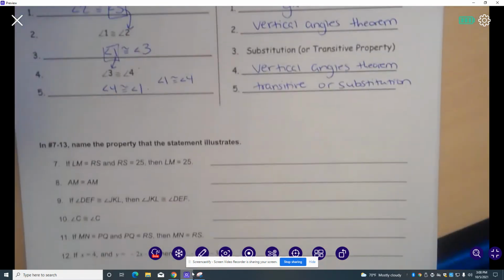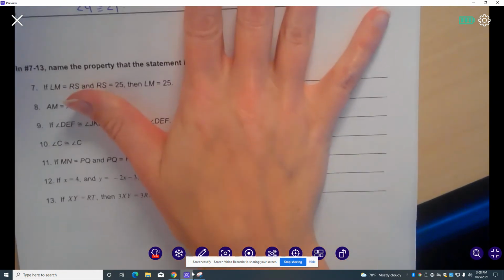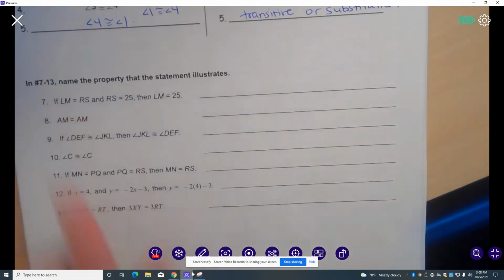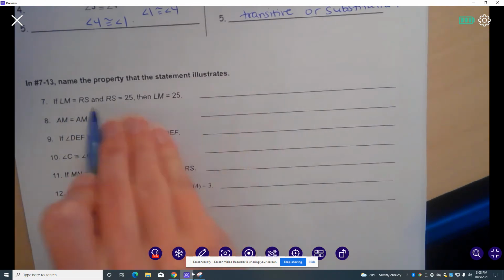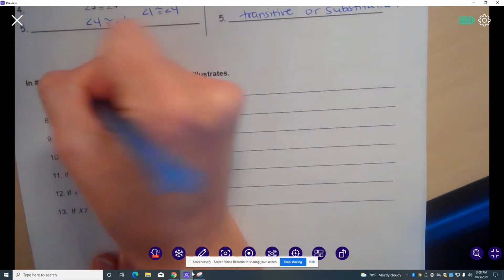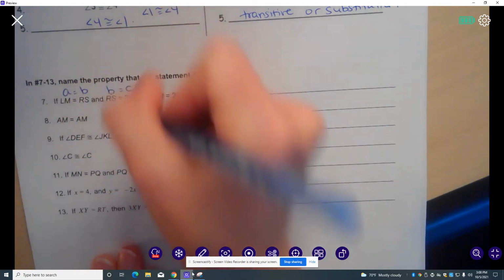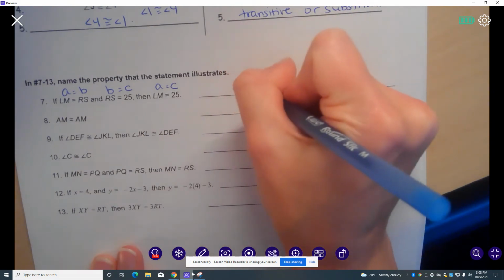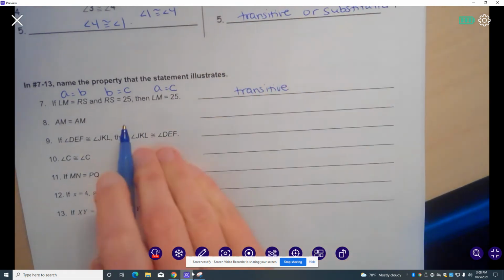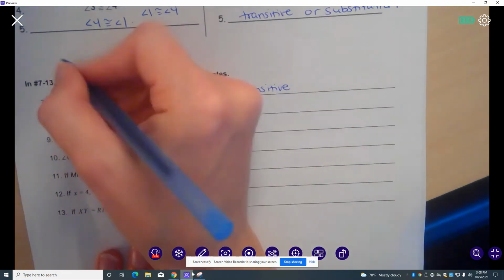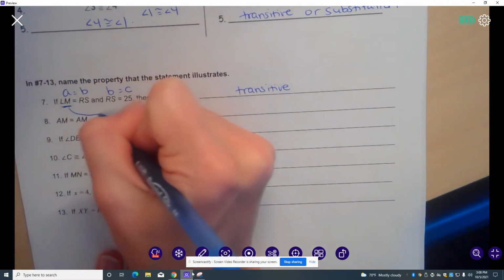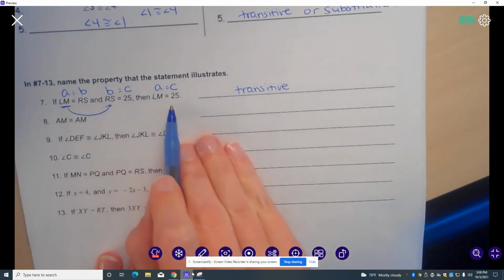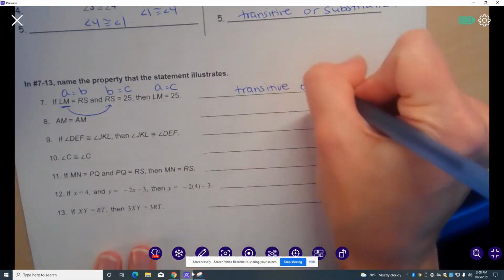All right, let's go through 7 through 13 and just go ahead and name the properties of each statement. If LM equals RS and RS equals 25, then LM equals 25. This is set up similar to if A equals B and B equals C, then A equals C. This is the transitive property. You could have also thought of it as substitution, right? You could have thought of taking LM and substituting it in for RS to get your final equation.